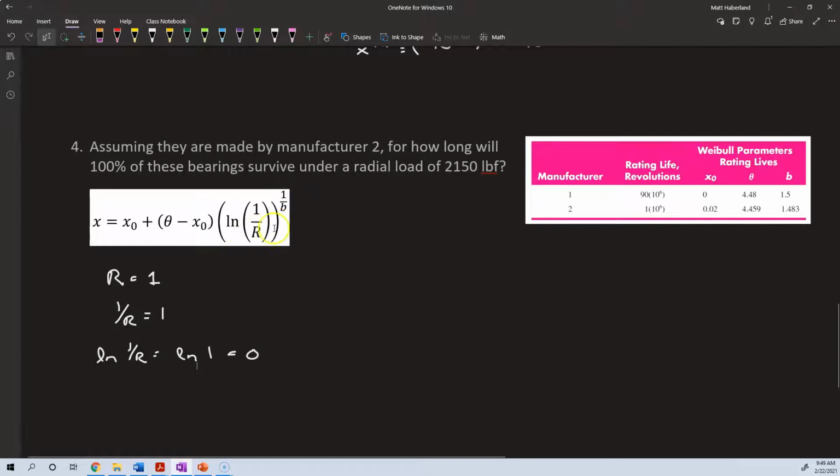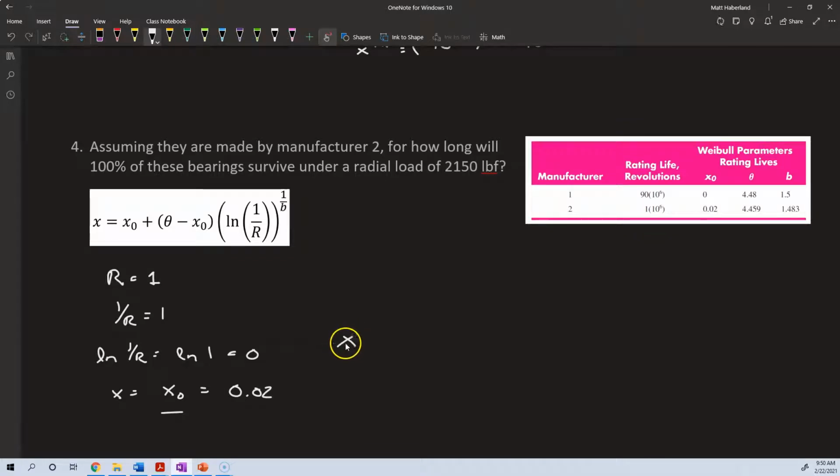0 to the 1 over b, that's going to be 0. Theta minus x naught, this is all going to be 0. This whole thing simplifies to whatever is over here, x naught. So the life, when the reliability is 100%, is equal to x naught. That's the meaning of this x naught parameter that's given by the manufacturers. The relative life, in our case, for manufacturer 2, is 0.02. That means we are guaranteed to have a life of at least 0.02 times the L10 life.